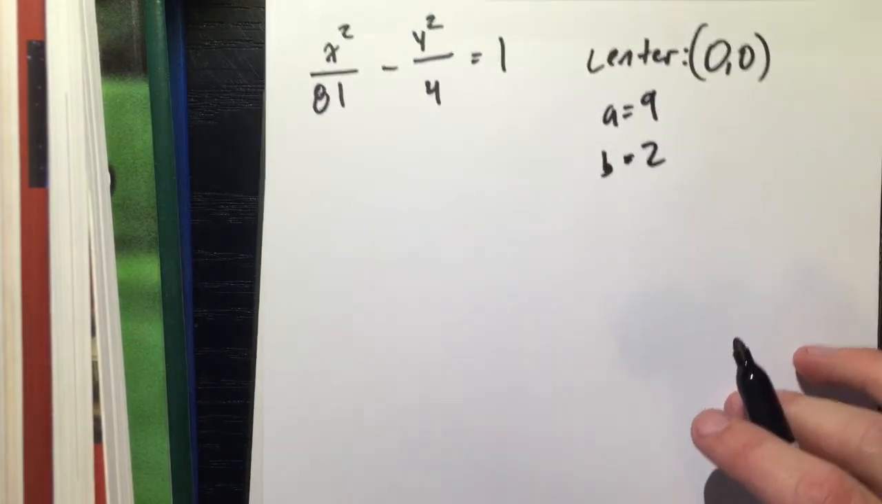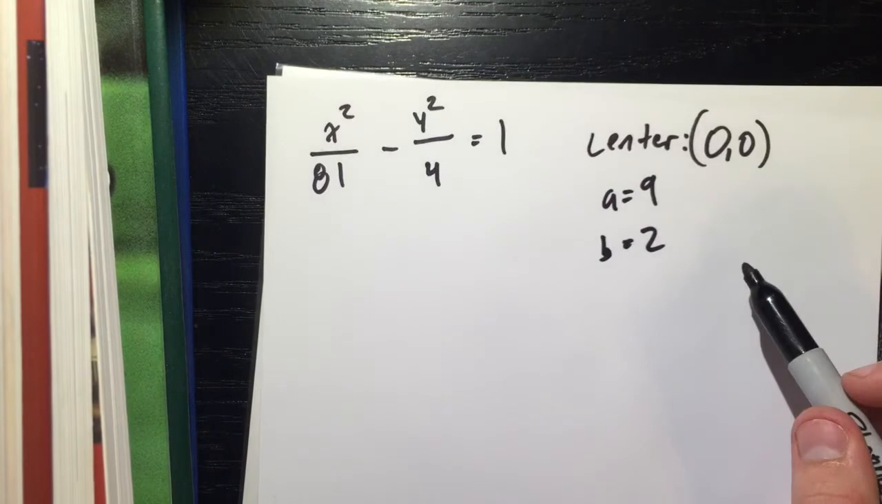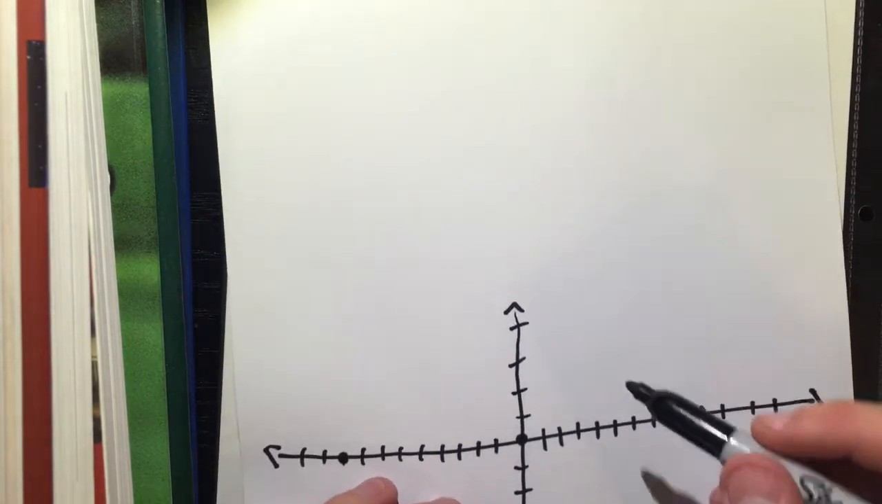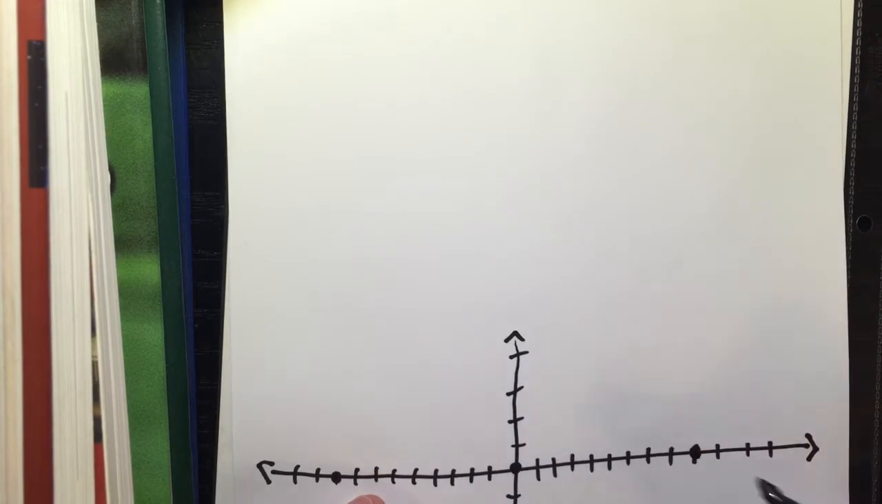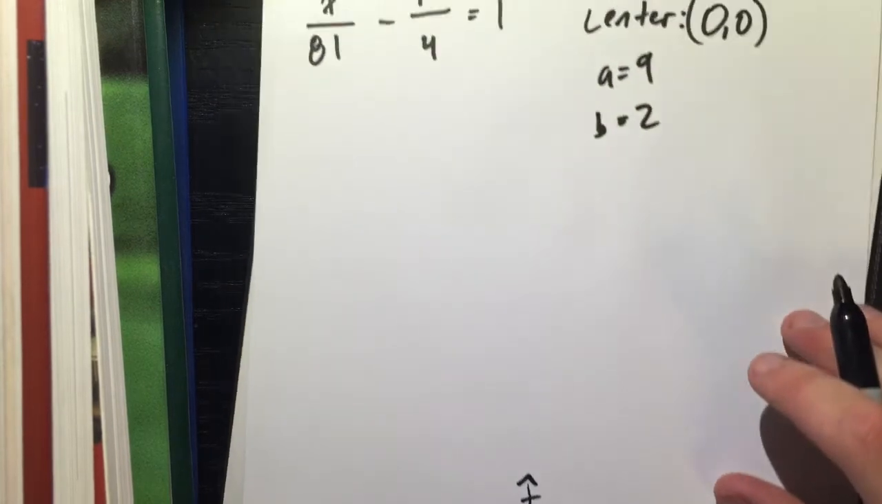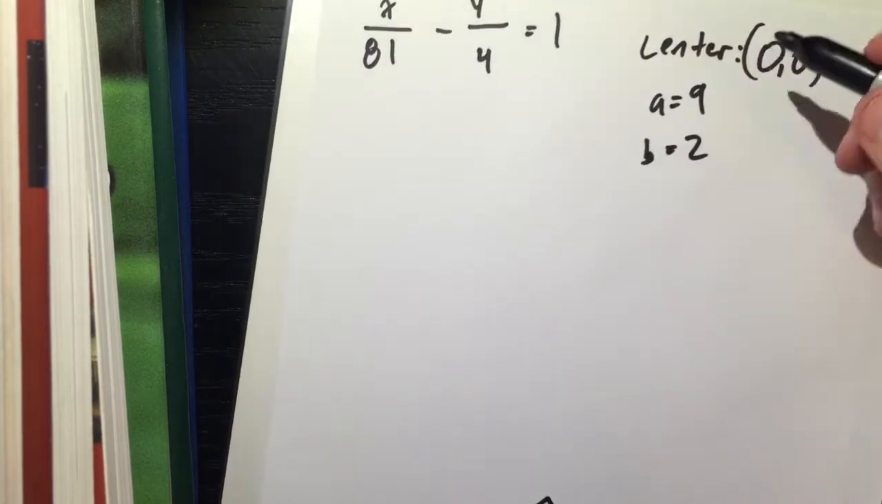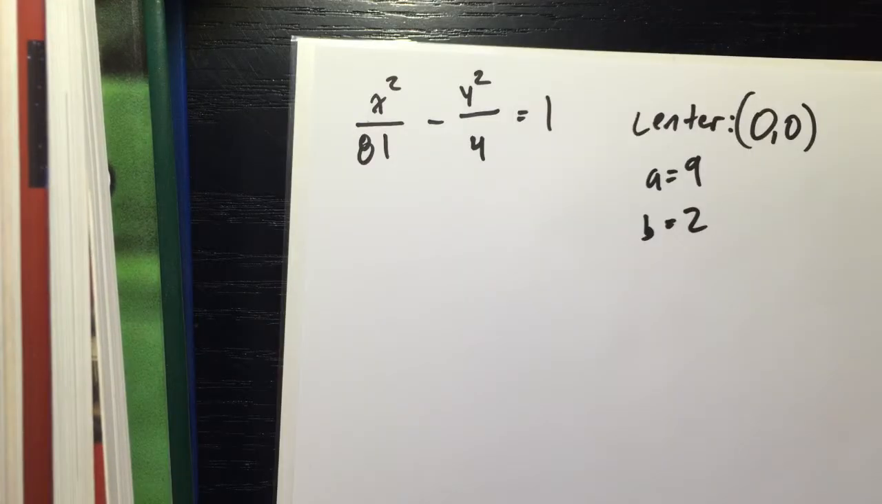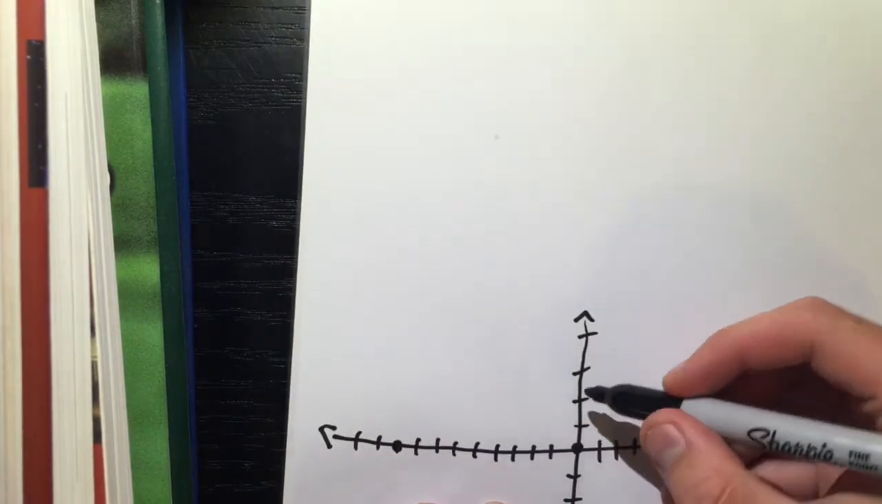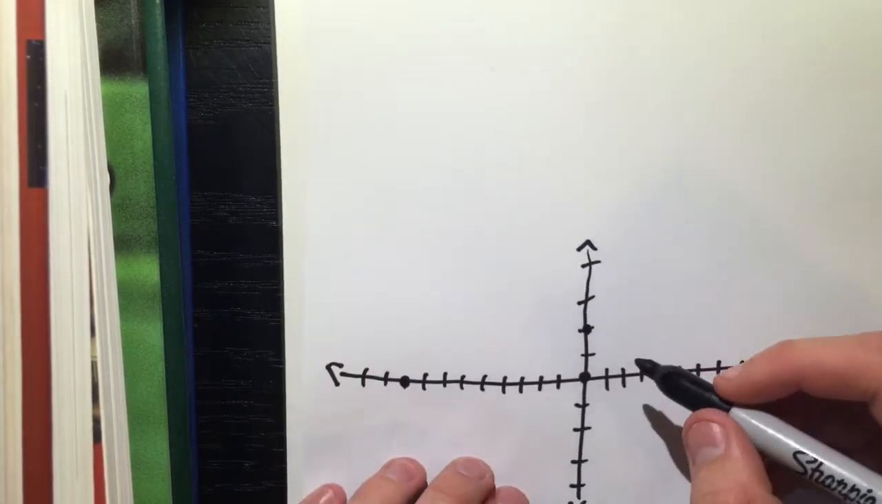We go down, and a always pairs with x, so 9. To find the vertices, you go 9 to the right of the center, and you place a point at 9, 0. And then you also place another vertex 9 to the left of the center. So we go down here and place a point there. Because a is the distance from the center on the x-axis, b is the distance from the center on the y-axis. So if b equals 2, we go up 2, place our point, and go down 2, and place our point.